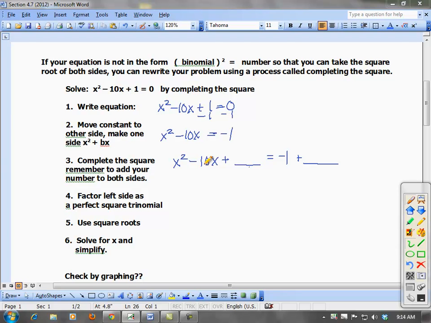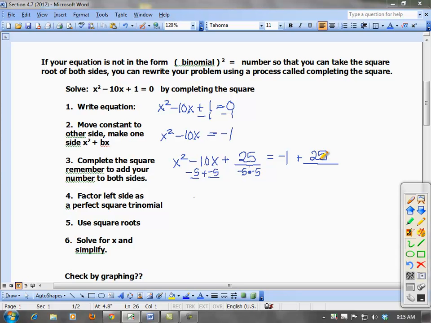So I'm going to start with the addition for a second. The question is, what number plus itself will equal negative 10? And if you look, you should get negative 5 plus negative 5. So negative 5 plus negative 5 equals negative 10. If I multiply those two together, negative 5 times negative 5, I end up getting a positive 25, which will complete my square. If I add 25 on the left side, I have to add 25 on the right side.